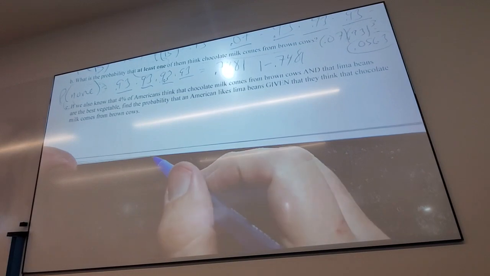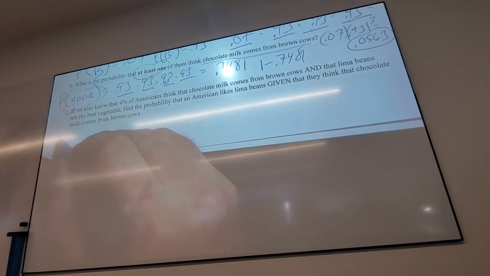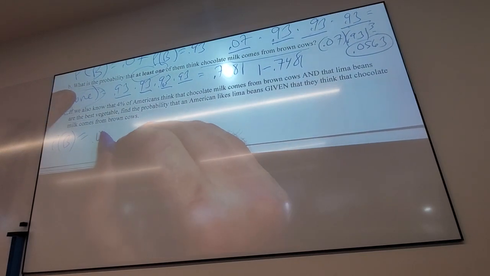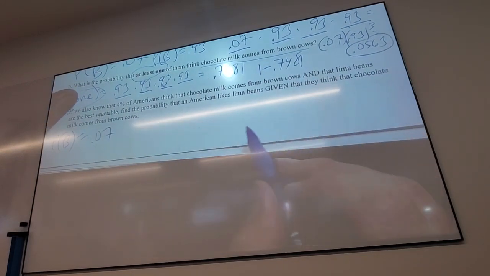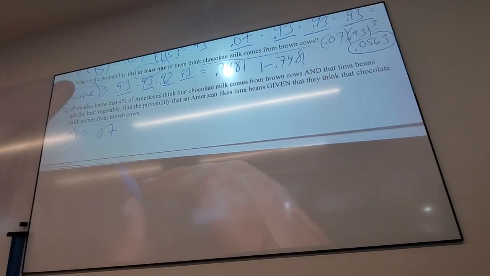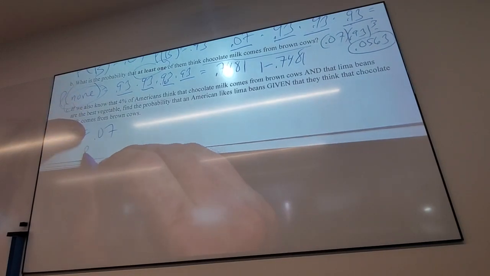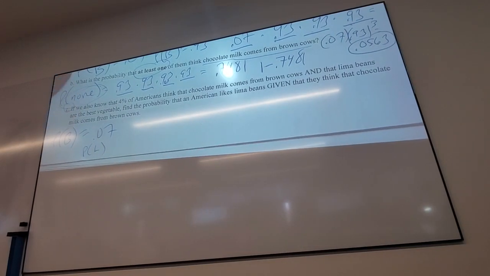Let's do this last one. We've got like no time left, which is great. We've already established that the probability of people that think that chocolate milk comes from brown cows is 0.07. What's the other thing I've introduced in this? Lima beans. So we'll call that probability of L. That makes sense. So what else?